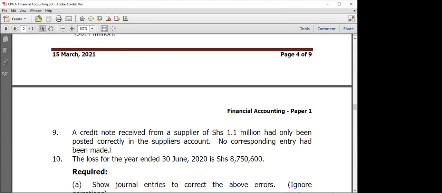Now, every time we receive a credit note, it means that we have some returns. Like I said, it comes to correct an overcharge. So as we correct our supplier's account, we should also make sure that we are posting this in our returns. Which returns? We have return inwards and return outwards. Now, in this case, this will be return outwards because it is us returning to the supplier. So the account we have here is our return outwards that we are going to change.